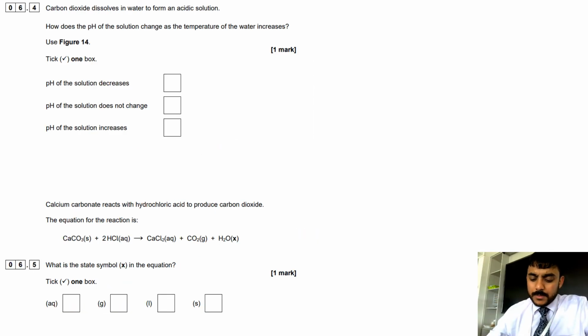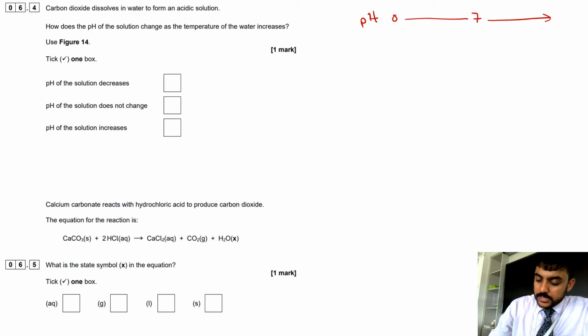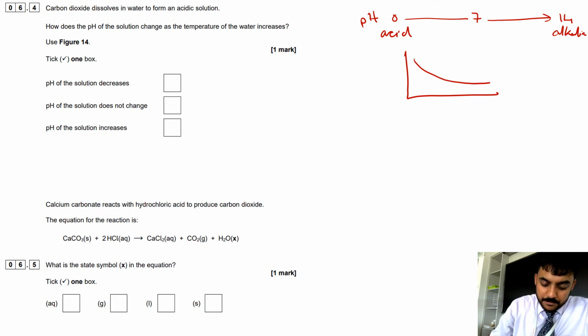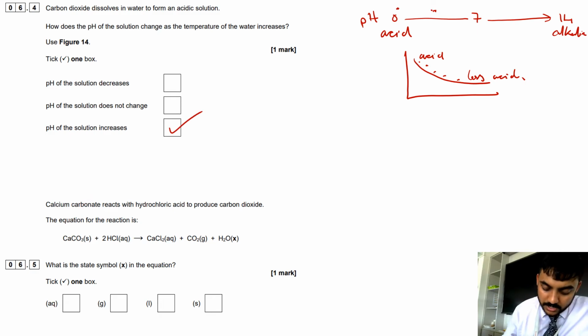Carbon dioxide dissolves in water to form an acidic solution. How does the pH of the solution change as the temperature of the water increases? Remember, the pH scale goes from 0 all the way to 7 when it's neutral, all the way to 14 when it's alkaline. It's acidic here and alkaline here. And what happens in our graph is, as the temperature increases, there's less and less carbon dioxide. So we say it goes from being really acidic to less acidic. If it goes from being really acidic to less acidic, what happens to the pH? The pH is increasing.